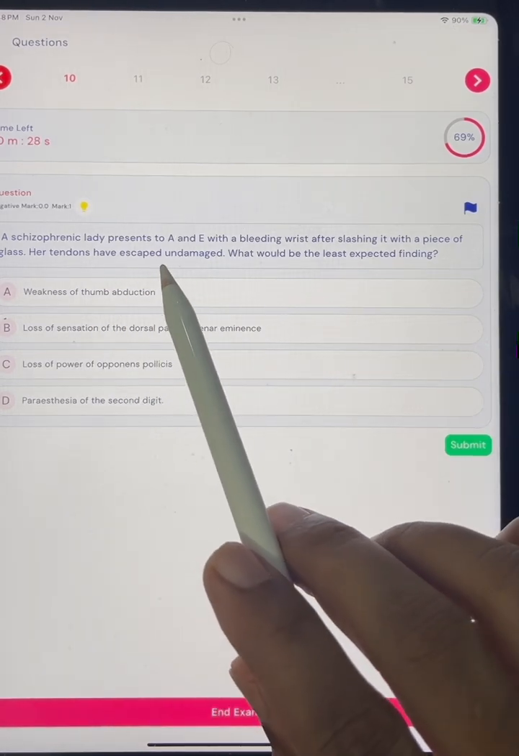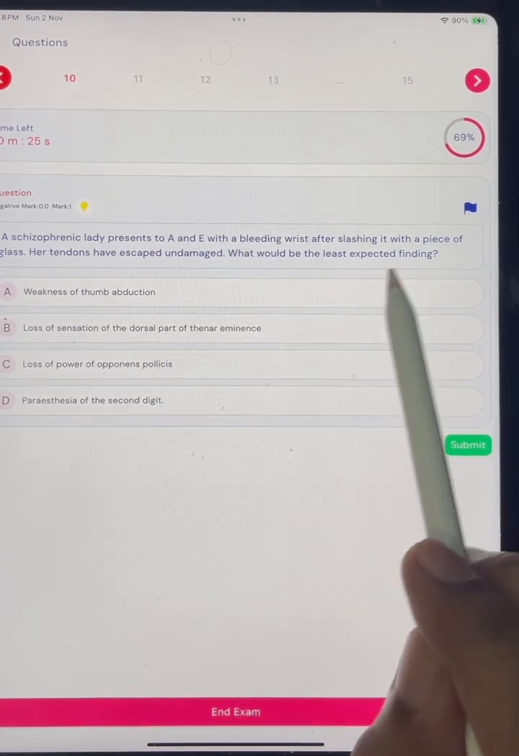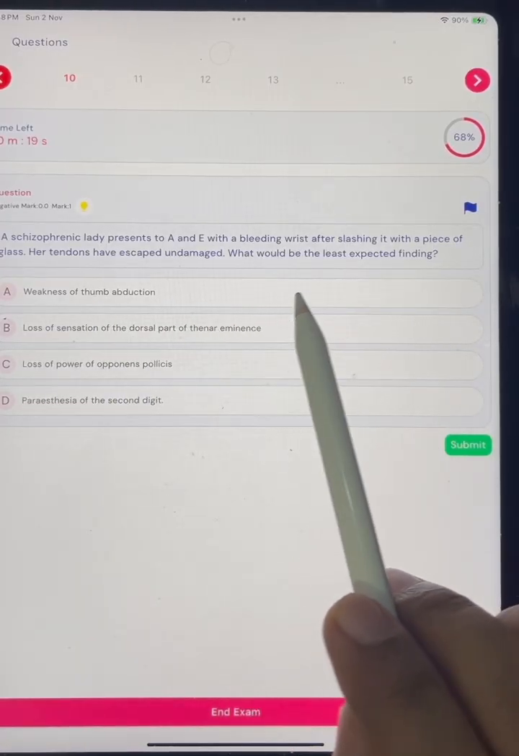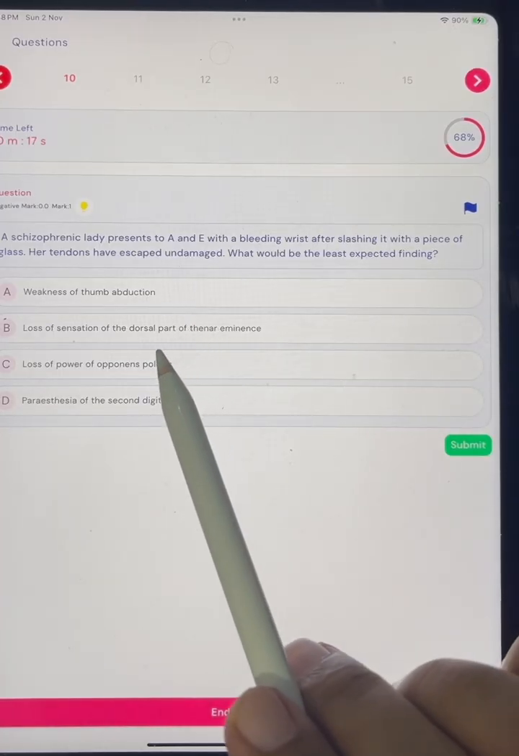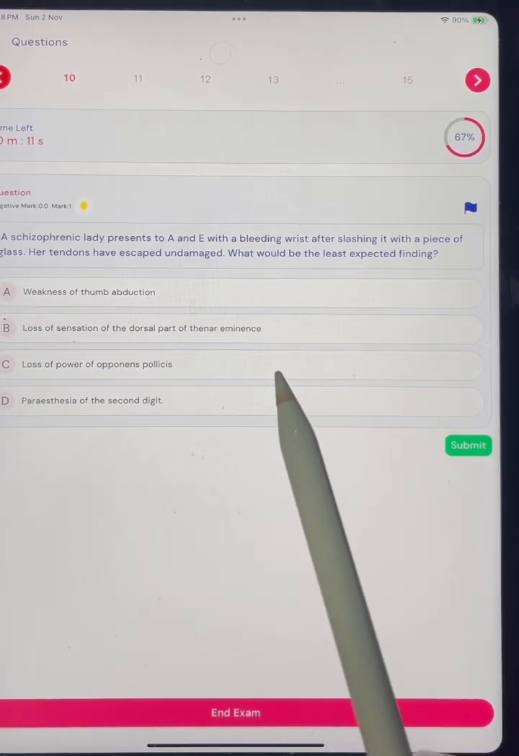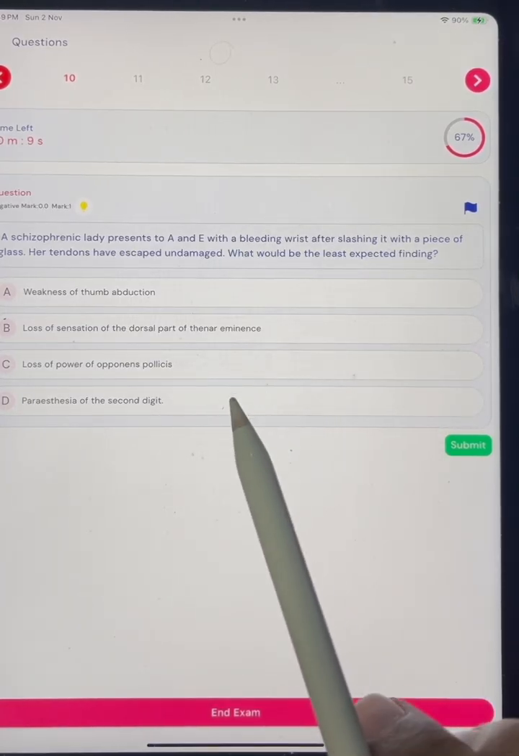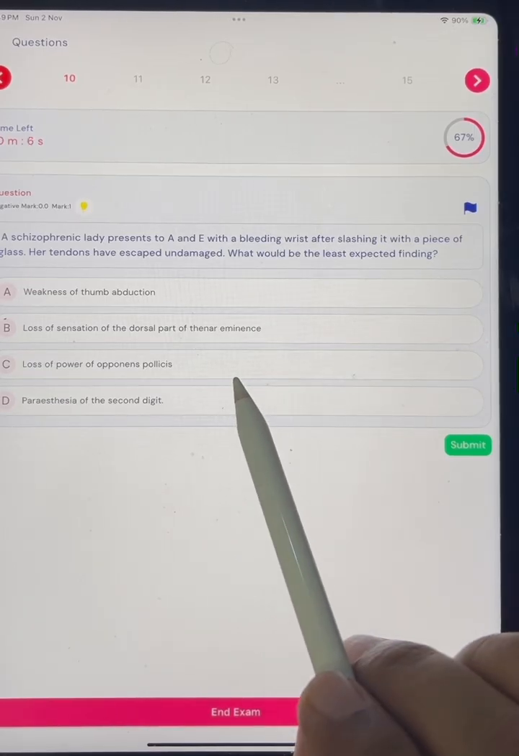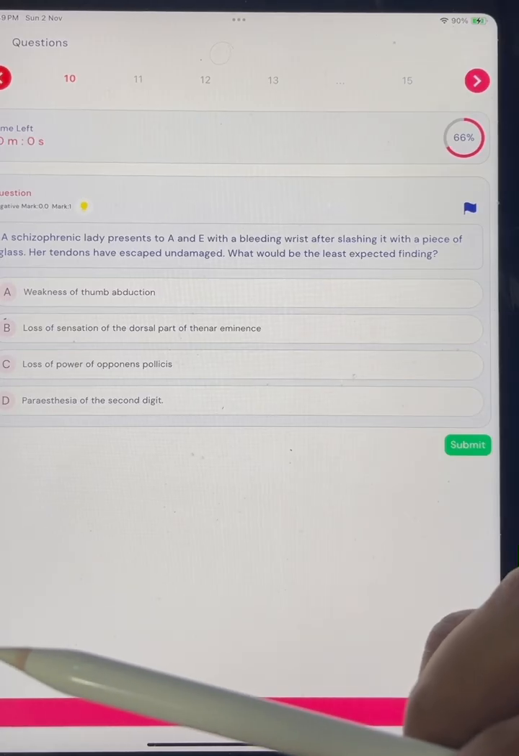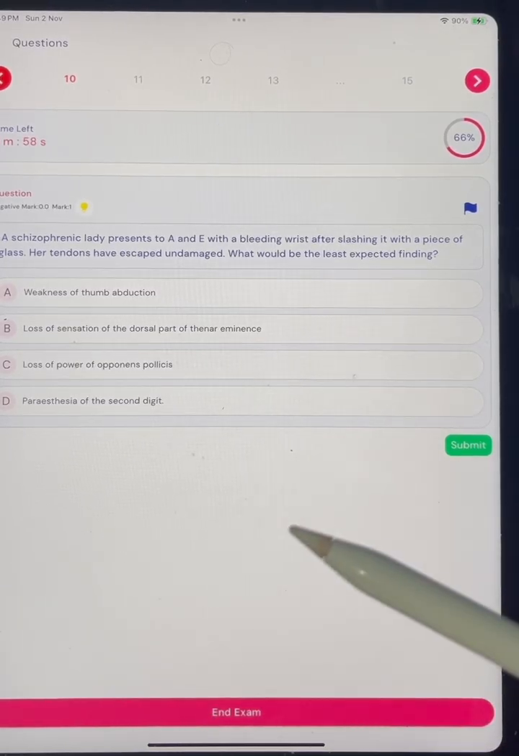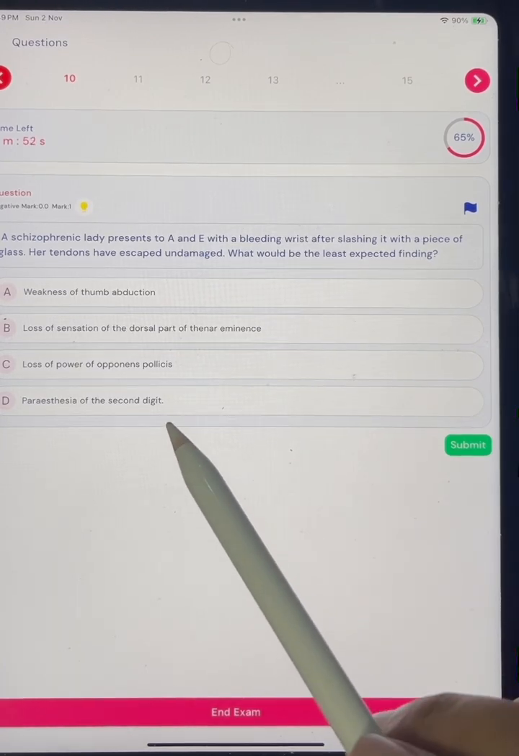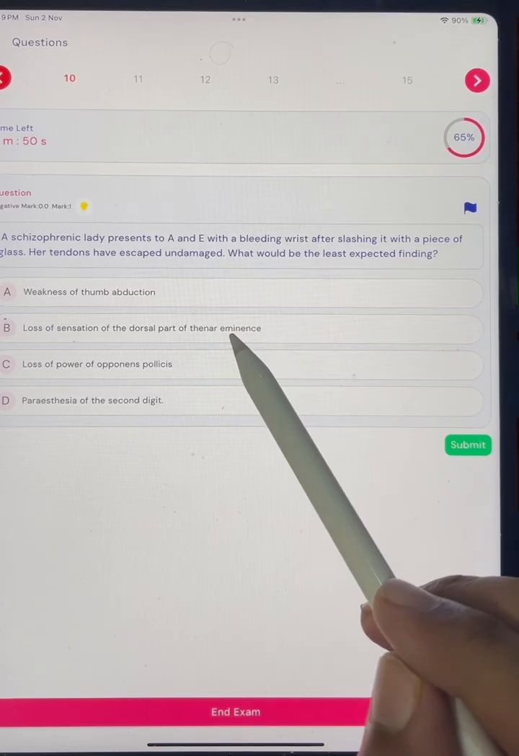A schizophrenic lady is brought to A&E bleeding from the wrist after slashing it with a piece of glass. Her tendons have escaped damage. What would be the least expected finding? The least likely finding will be loss of sensation of the dorsal part of the thenar. No, the thenar is on this side. So loss of power, paresthesia of the second digit, thumb abduction, loss of sensation, maybe.